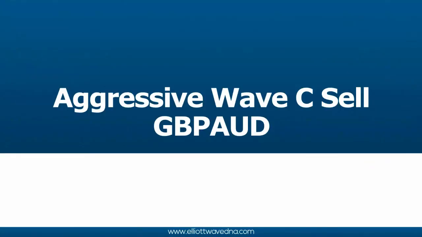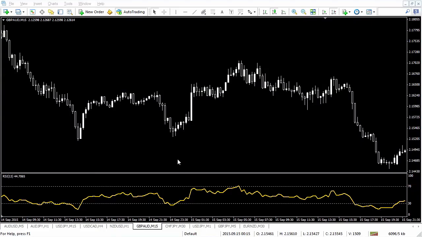Aggressive wave C sell on the pound Aussie. This is a chart of the pound Aussie, where I spotted a nice 3-wave move developing, and I wanted to try to short at the 4th wave pullback.